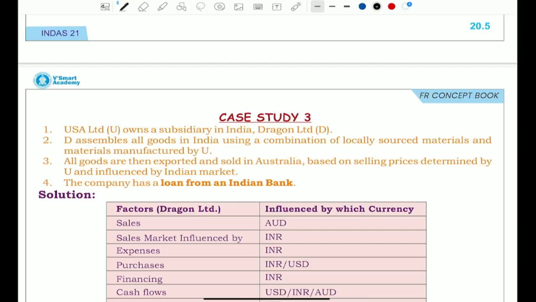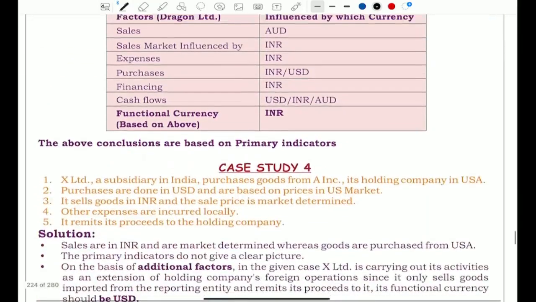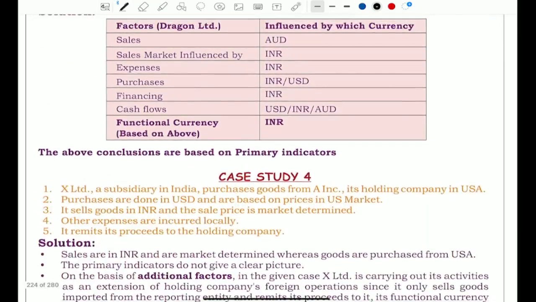Guys, understood or not? Okay, next one, the last. X Limited, a subsidiary in India, purchases goods from A, its holding company in USA. Purchases are done in USD based on the price in the US market. It sells goods in INR, sale prices are market determined. Other expenses are incurred locally. It remits its proceeds to the holding company.